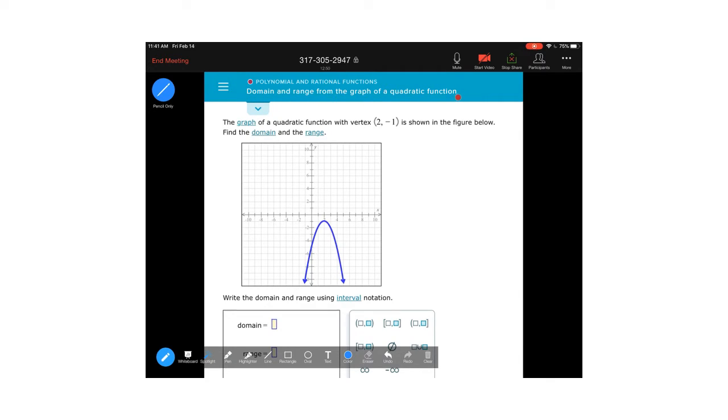I'm now going to be doing a movie on the domain and range of the graph of a quadratic function. We have the vertex is (2, -1) in the graph below, and they want us to find the domain and range. So the first thing we want to do is figure out what's the domain.